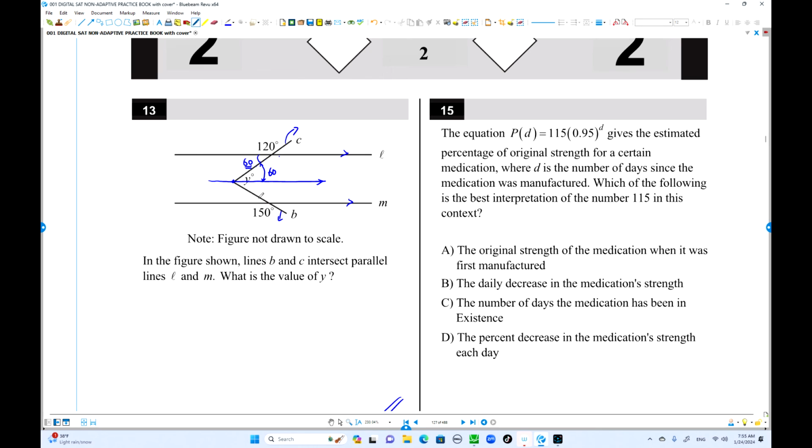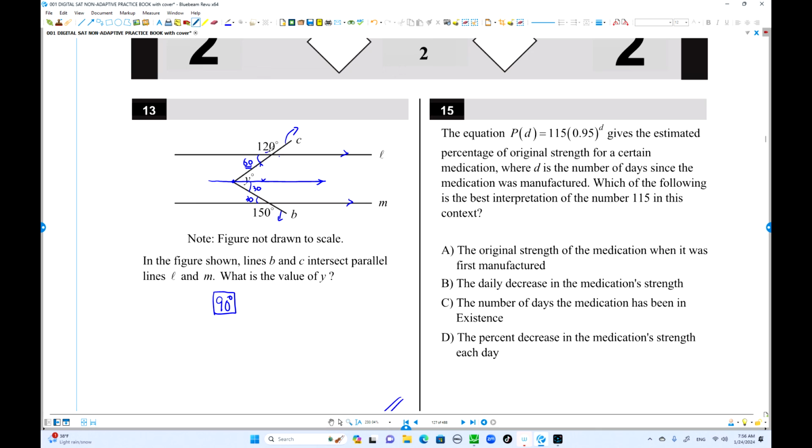This is 150, this is 30 degrees, right? Supplementary angles, 180 minus 150 is 30. This 30 equals this angle, alternate interior angles are equal. So the sum of these two angles is how much? 30 plus 60, 90 degrees, okay? That's the answer.